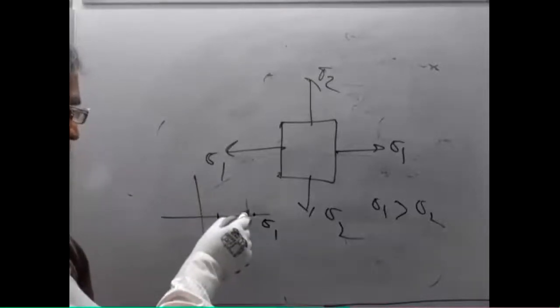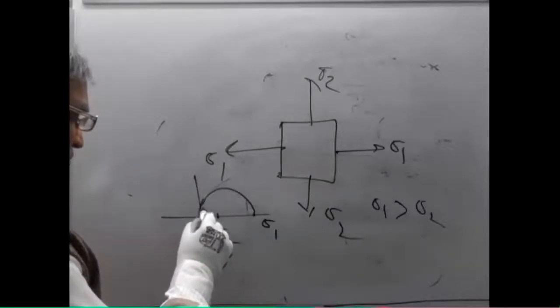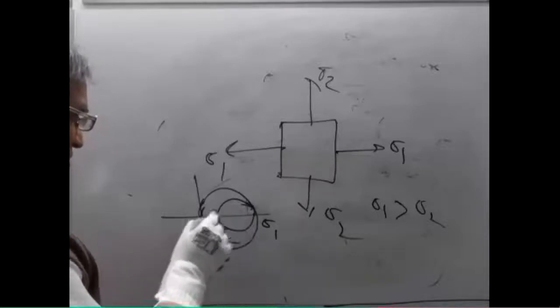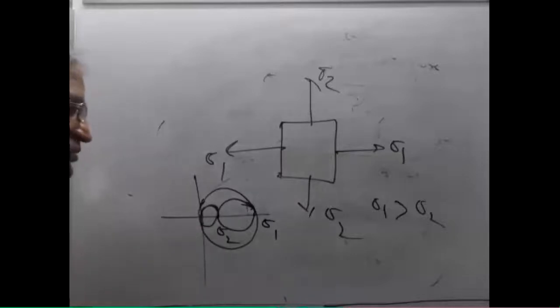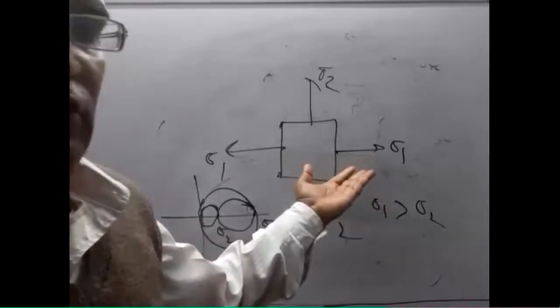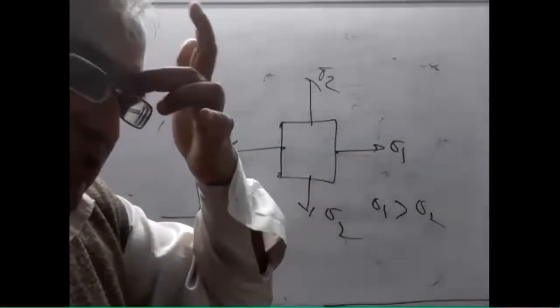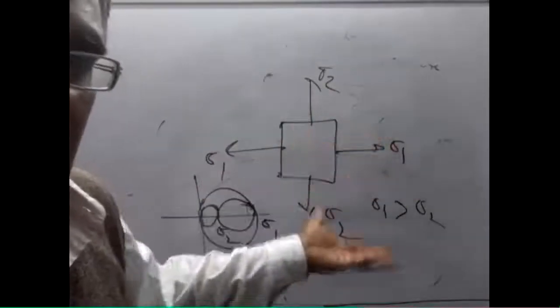So how many circles are possible? This will be one, this is another one, and this is another. So three circles are possible, and that has significance. You can do this also online. Remember that here you have been given the values, and by seeing it you can say that sigma 1 is nothing but a principal stress, because on that plane there is no shear.